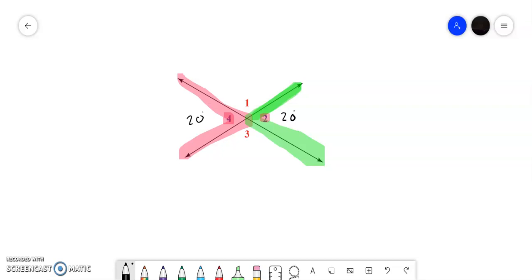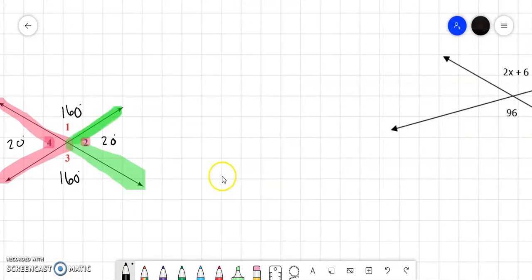So they're equal. Also, angles number 1 and 3 are equal as well because they're also opposite. So if angle number 1 is, let's say, 160 degrees, angle number 3 is also going to be 160 degrees. So angles that are opposite each other have the same degree measure. And we can use this to solve problems or equations that have angles that have equations in them if they're vertical.